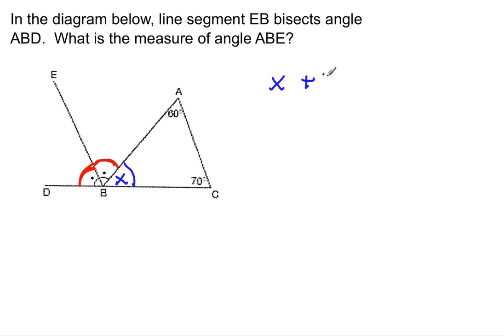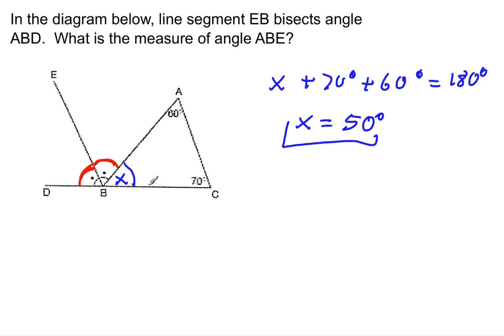X plus 70 plus 60 adds up to 180. Okay, so from your calculations you can agree that x has to be 50 degrees. So 50 degrees is on that side. The red angle and the blue angle add up to 180.